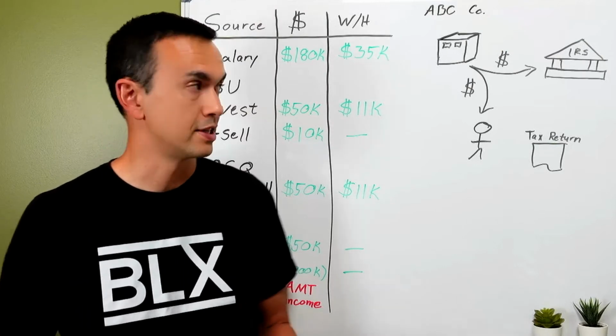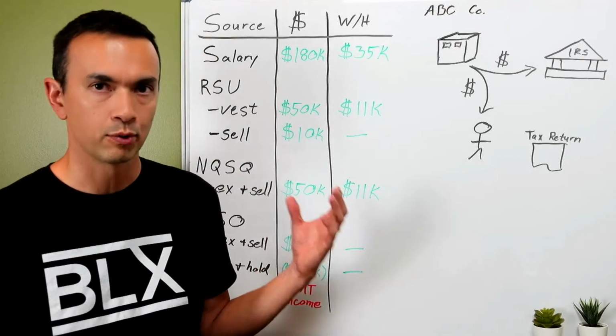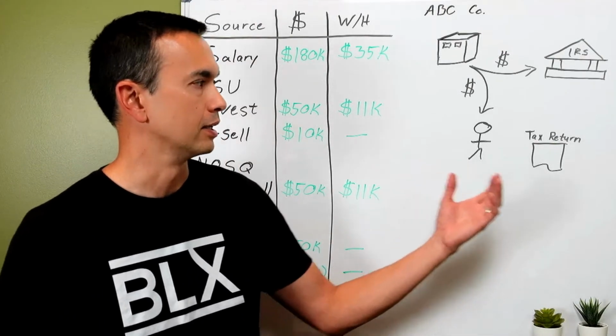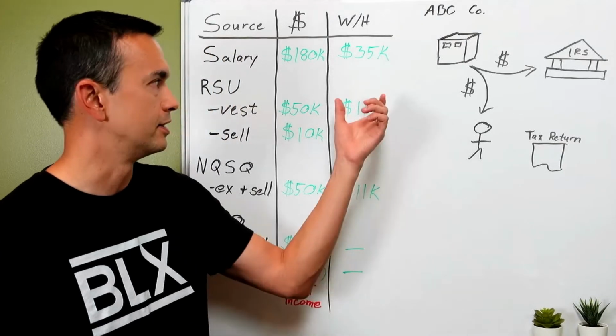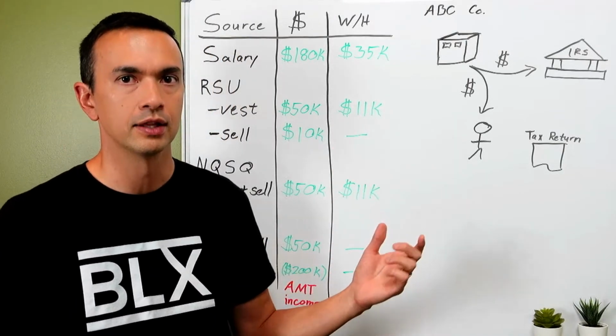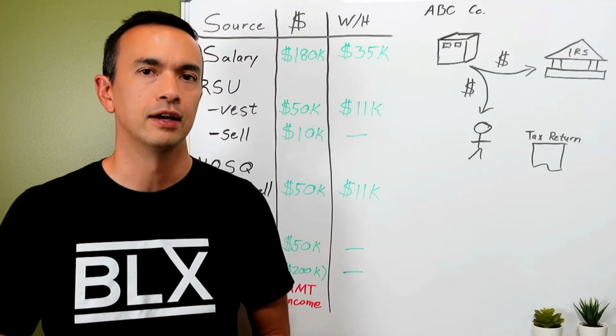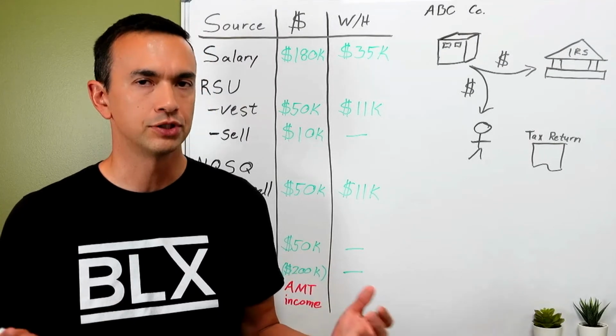Now that we've established that all this kind of equity compensation can lead to a tax liability that isn't covered by the standard withholdings, you've got to figure out how much you owe.